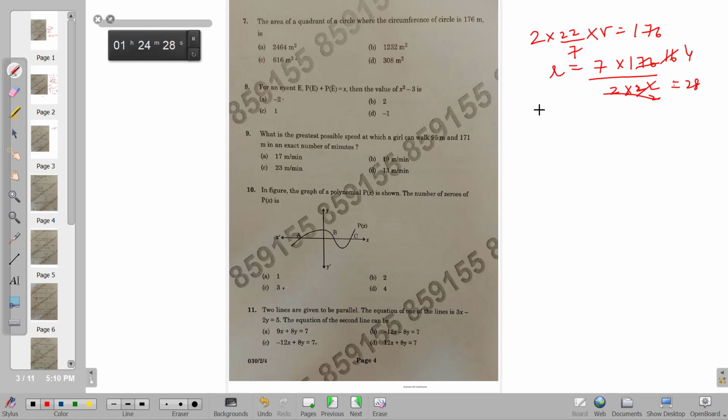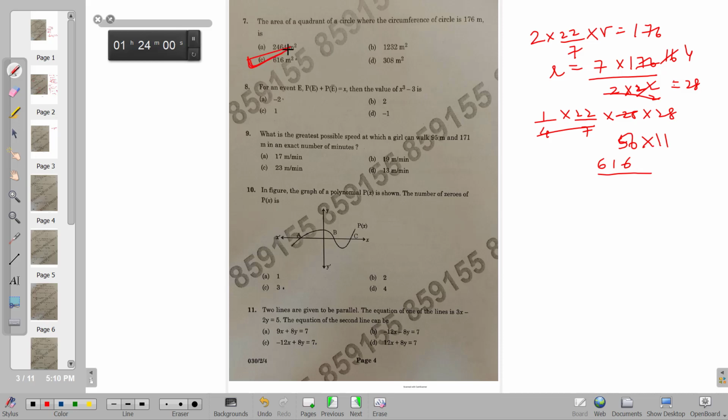So area of quadrant will become 1/4 of 22 by 7 into r square. 28 times 28. This would cancel. So you get 22 times 28. This would be same as 56 times 11, which is the same as 616. That's the answer. 7C.